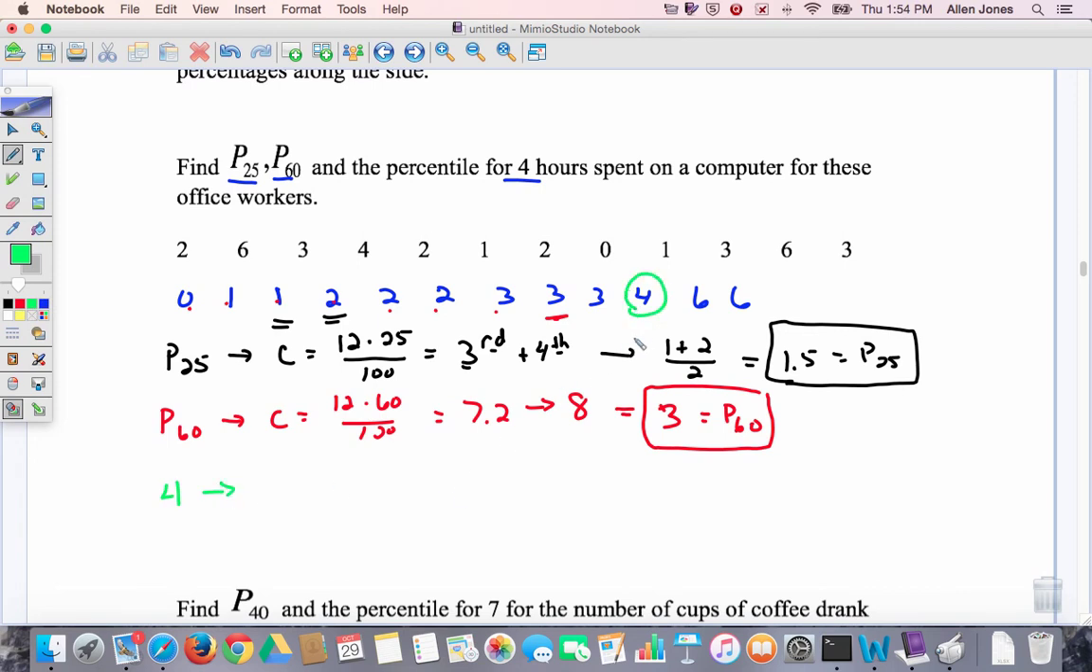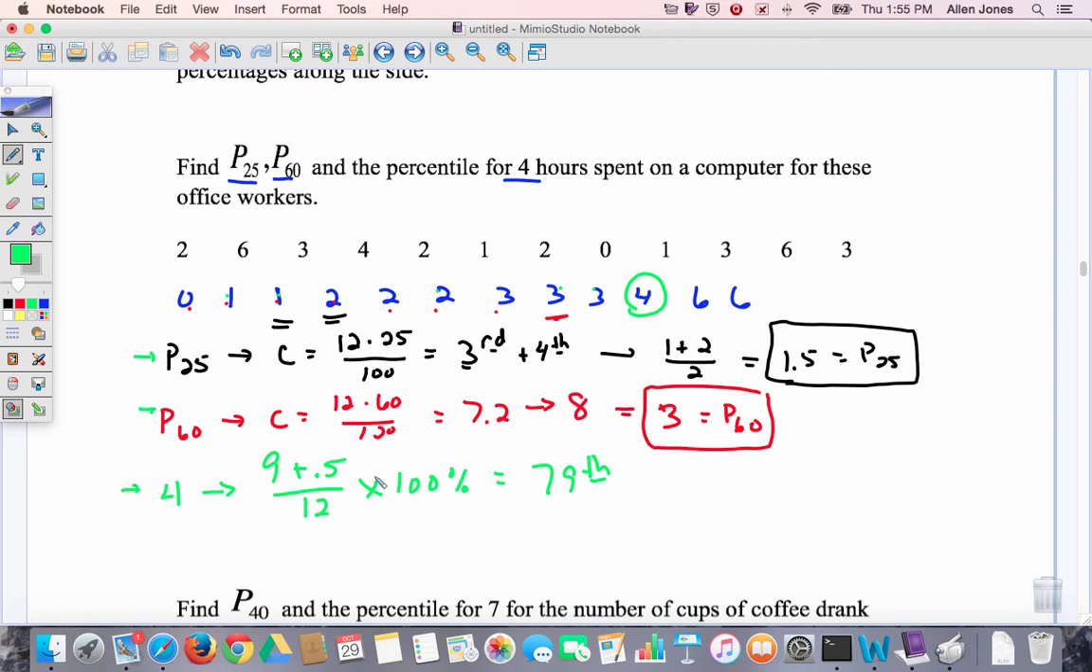We want to find the percentile rank for number 4. So number 4 is right here. What we do in this case is we count the number of terms below that, 1, 2, 3, 4, 5, 6, 7, 8, 9. So there are 9 terms below that. We add 0.5 to that. We divide by our total number of terms, which are 12, and we multiply by 100 to make that a percentile. And if we do that, that is about the 79th percentile.